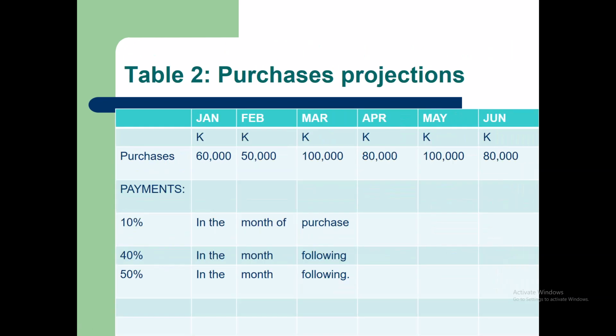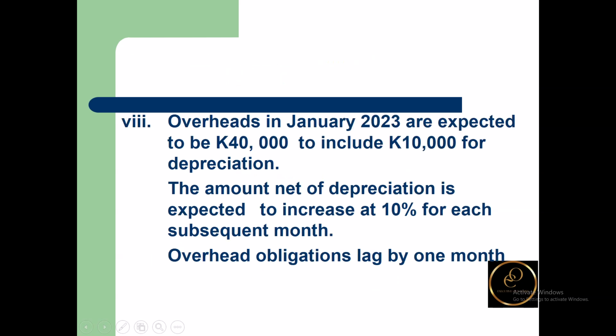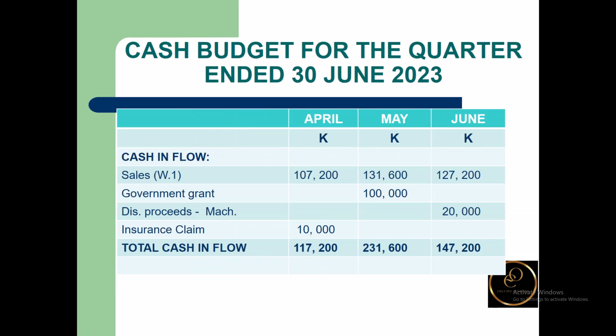Let's look at the next note. This note number 10, we are advised the 100,000 is expected to be received as a government grant in May. That was shown under the income side. The 100,000 which is supposed to be received in May, here it sits under May.